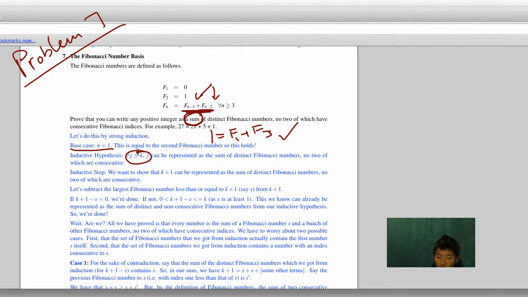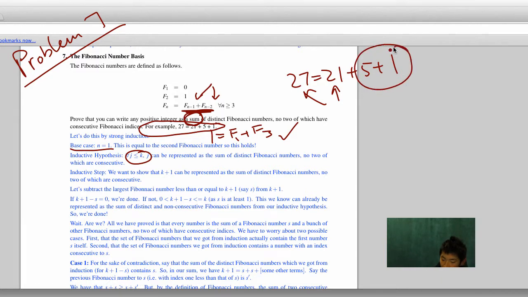Now, one thing you want to note for any problem is you want to see what the example is, because if instructors don't want to give you too much of a hint, they might give you an example and have you figure it out yourself. So 27 equals 21 plus 5 plus 1. Notice 21 is the closest Fibonacci number to 27. And what does this leave you?